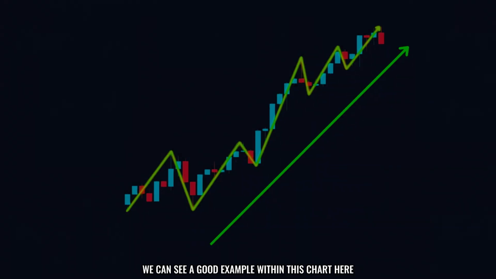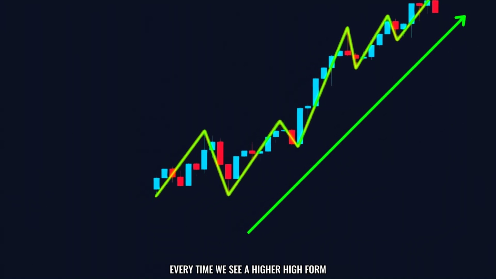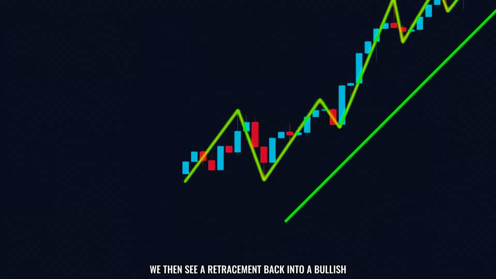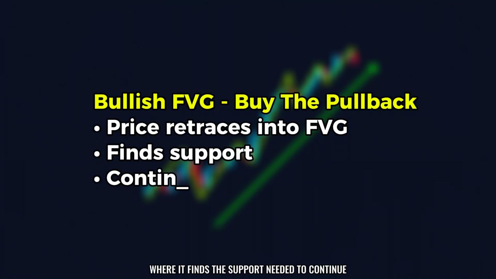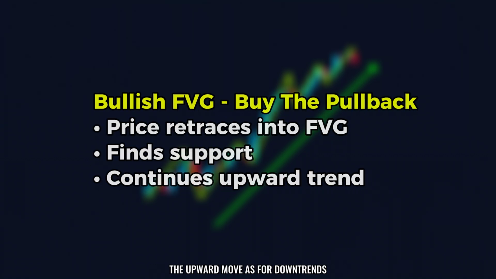We can see a good example within this chart here. Every time we see a higher high form, we then see a retracement back into a bullish fair value gap where it finds the support needed to continue the upward move.